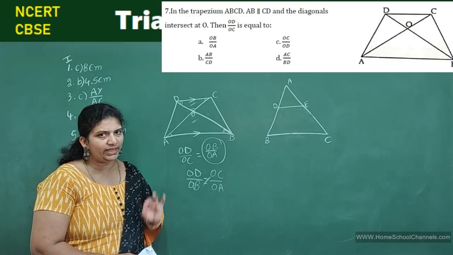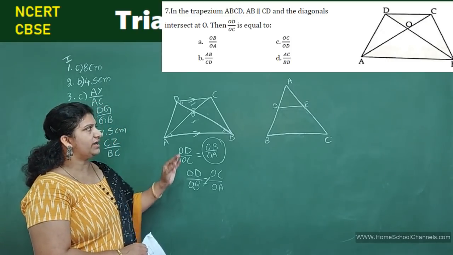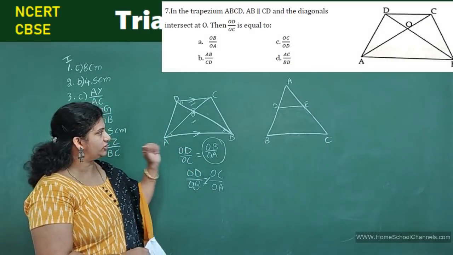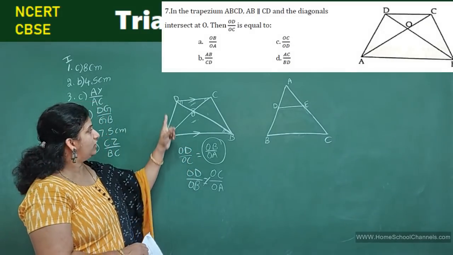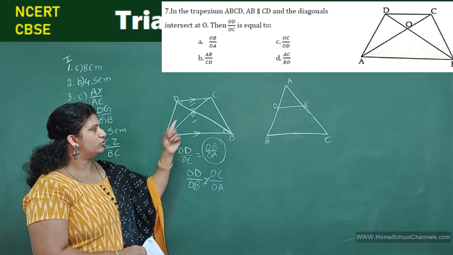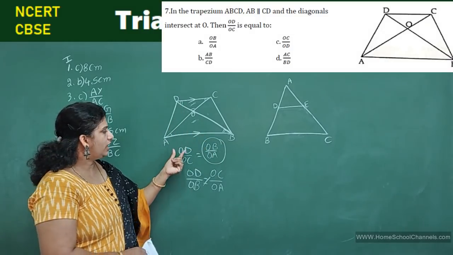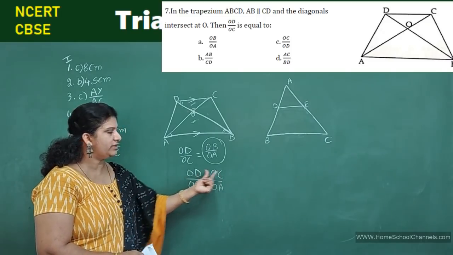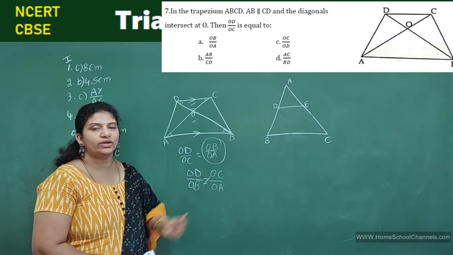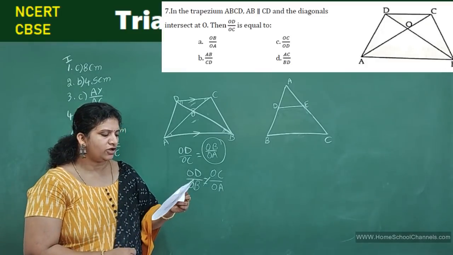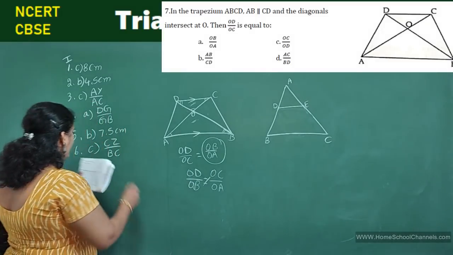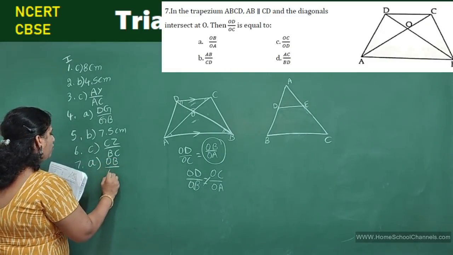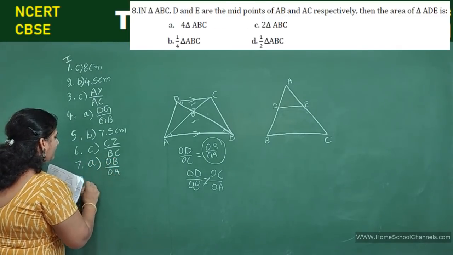But here, this is only an MCQ. Directly, you can say these two triangles are similar. If they are similar, then the ratios are in proportion. Which ratios are you going to compare? OD by OB is equal to OC by OA. Here, OD by OC is asked. That means OC bring here, OB send this side. OB by OA is your answer. Check for the option. Option A, OB by OA.